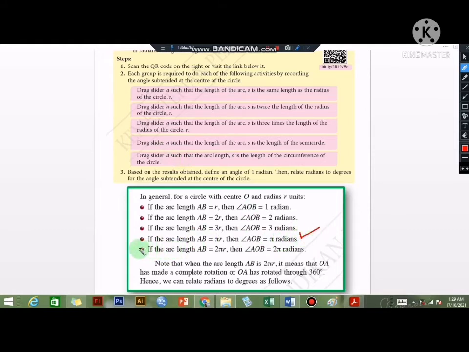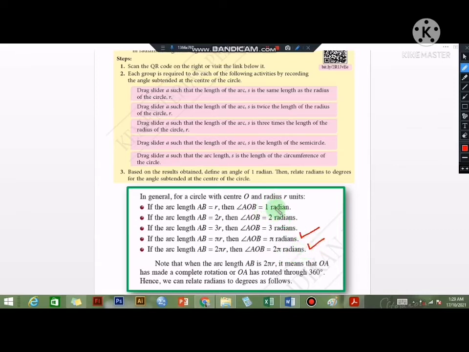So let's look at the fifth one. If the arc length AB is equal to 2 pi r, then we know that the angle is equal to 2 pi radian. Okay, this is how you get it.